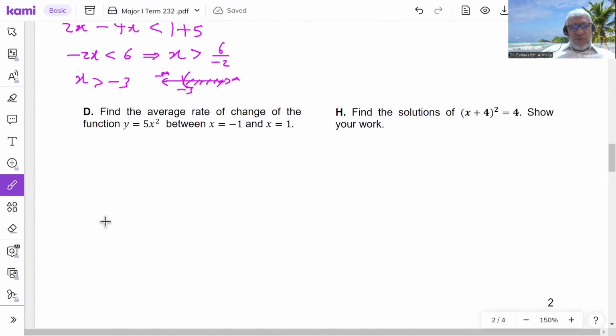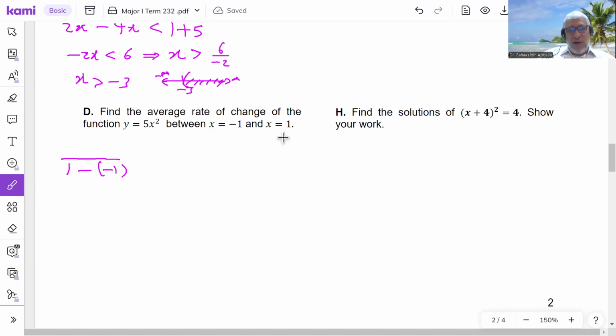Find the average rate of change. The average rate of change of a function is the slope between these two x values. So the definition of the average rate is y2 minus y1 over x2 minus x1. Well, this is x1 and this is x2. So I'll have 1 minus negative 1. This is x2 minus x1.